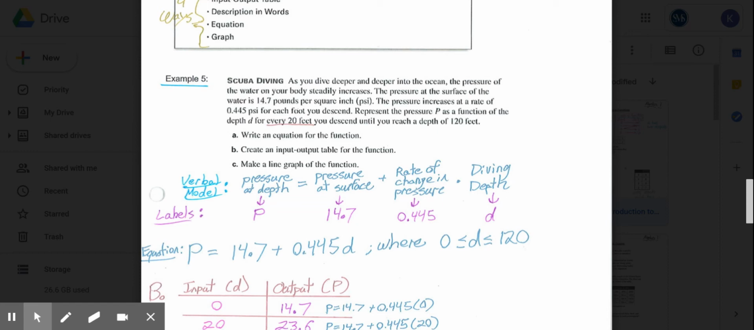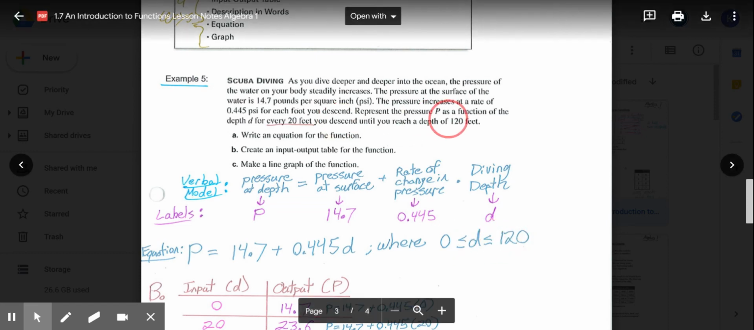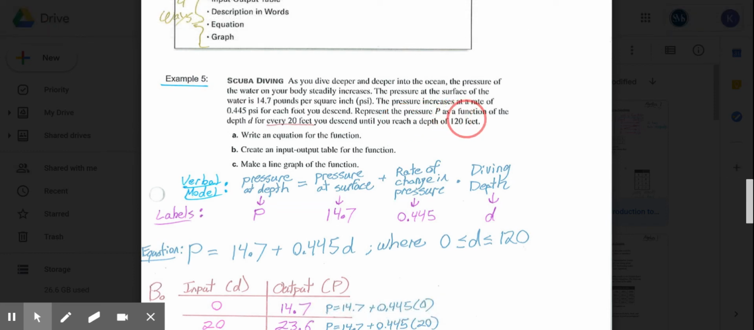And then I know where my domain would be limited. The way I know is that d is greater than or equal to 0 and less than or equal to 120. They said the maximum depth is 120 feet. And if we're starting at the surface, we would be 0 feet below the surface. So our domain would be anywhere from 0 feet to less than or equal to 120, because that's the maximum depth we'll go to.